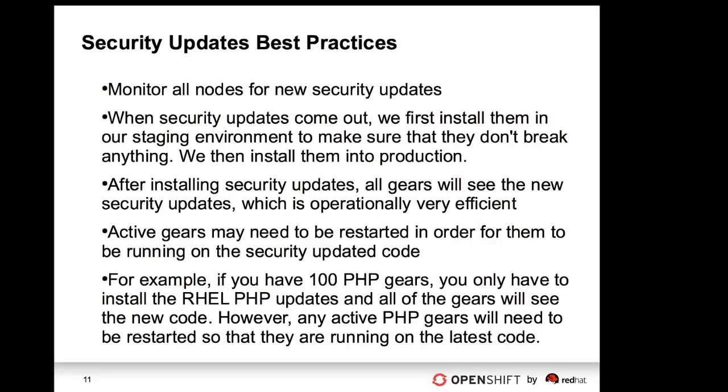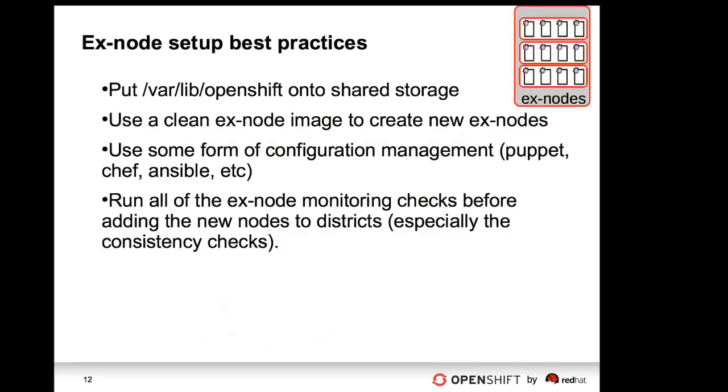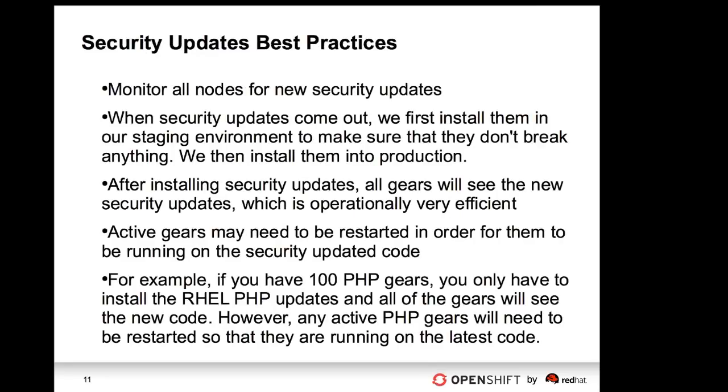So here the example is, if you have 100 PHP gears, you only have to install the PHP update one time and then restart the different PHP gears. So each individual gear doesn't need to have its gear updated. So we run yum and do the list security, and then we trigger off of that. We grep the number of important or severe, and then we do a -c to see the count, and then we put that in Zabbix, and then we trigger off of if it's greater than 0.